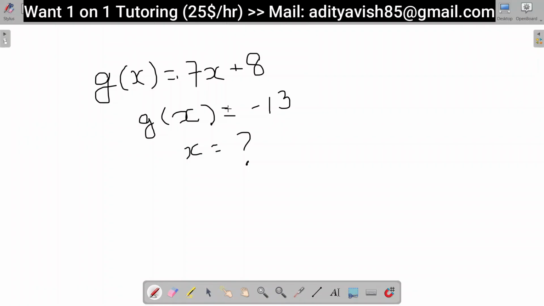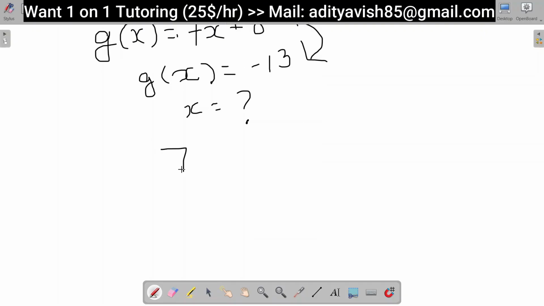So we have a function here, g of x is equal to 7 plus 8, where g of x is equal to minus 13. So we need to find the value of x. It's very easy. We just need to equate these two values and we'll get the value of x. These are some of the easiest questions in the world. So now we just need to solve it for x.